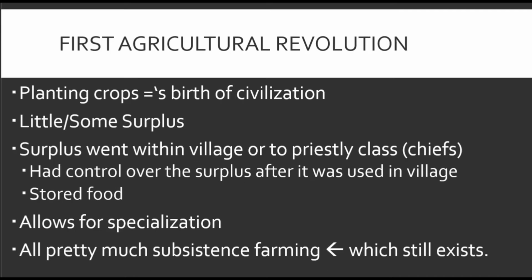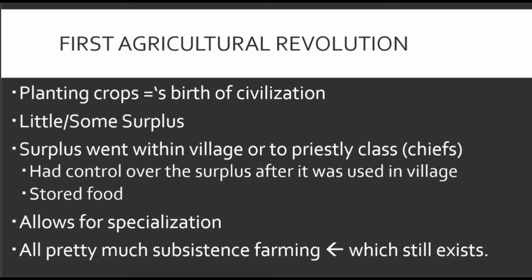So, recap, planting crops equals the birth of civilization. You now have some surplus. Sometimes it's a little bit, sometimes it's a lot. But regardless, it gives you those extra people who can do something. And then your surplus is controlled by a group of people who becomes your priestly class or your elite class. It allows for something called specialization. So you now have people who are able to do stuff except work on the farm.